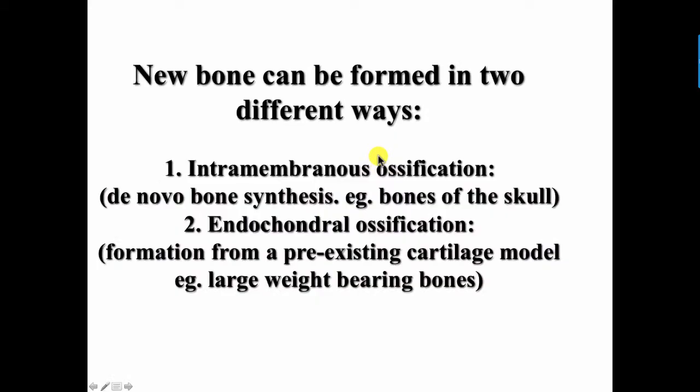New bone can be formed in two different ways, as it says here. By intramembranous ossification, in which there's de novo bone synthesis, such as the flat bones of the skull, and endochondral ossification, which requires a pre-existing cartilage model, and is the way that the large weight-bearing bones are formed during embryogenesis and maturation of the bone.